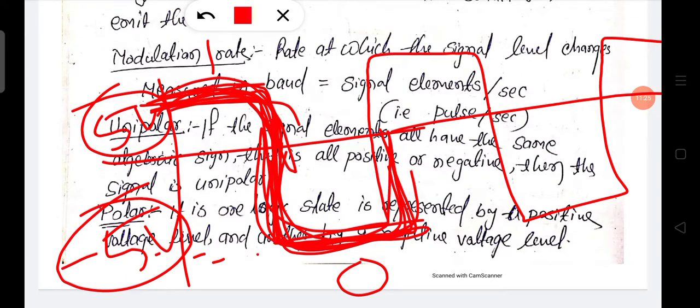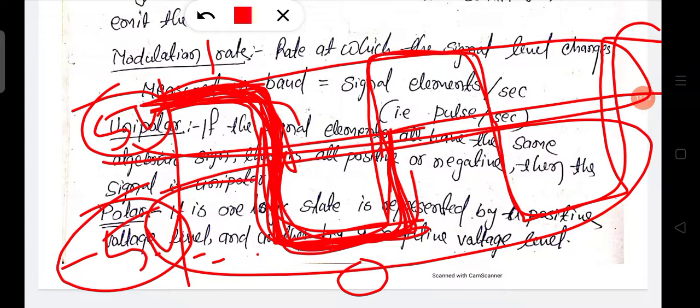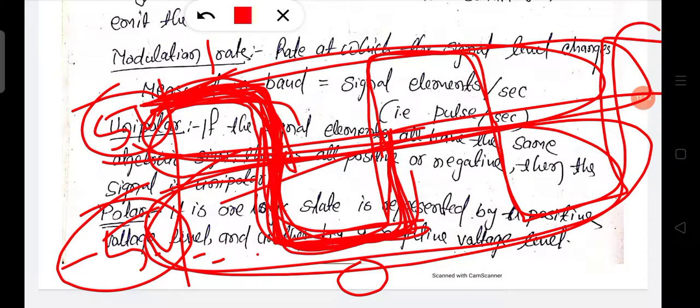Here it is not unipolar because this element of the signal is positive and this element is negative, and again similarly positive, negative. This signal does not have all its elements positive or all negative. There is a mixing of positive and negative, so it is not a unipolar signal.